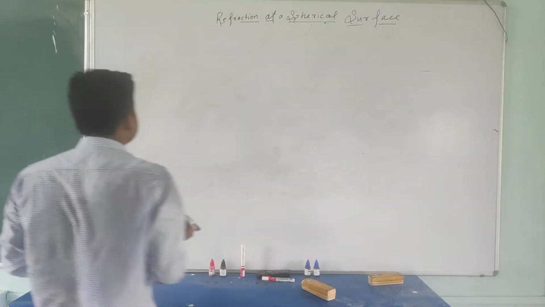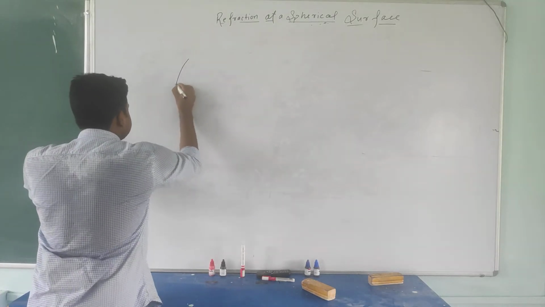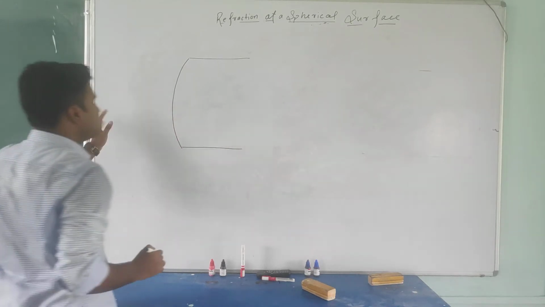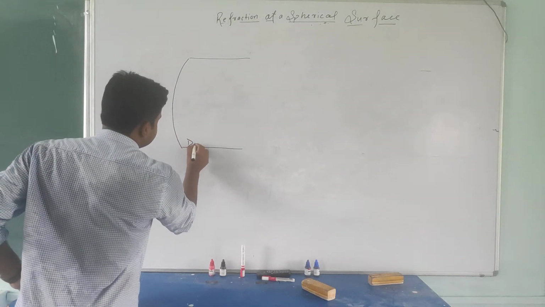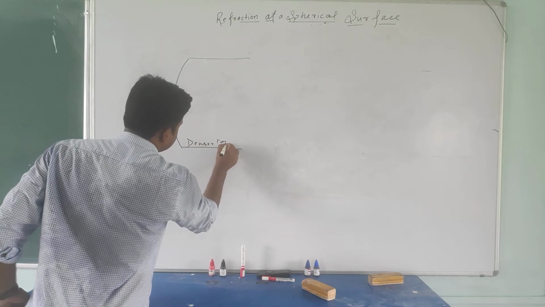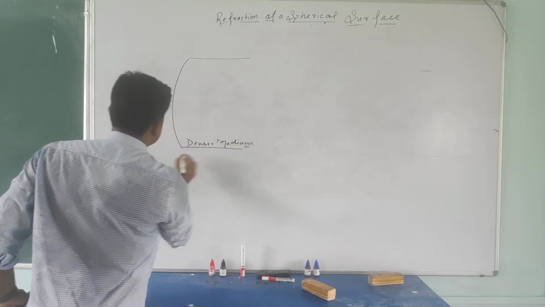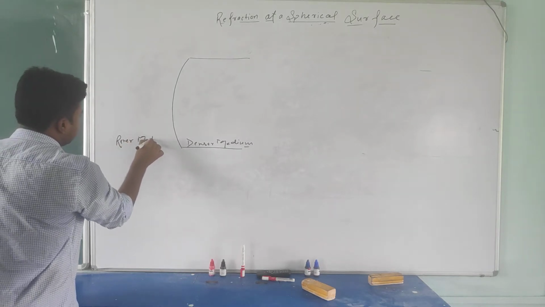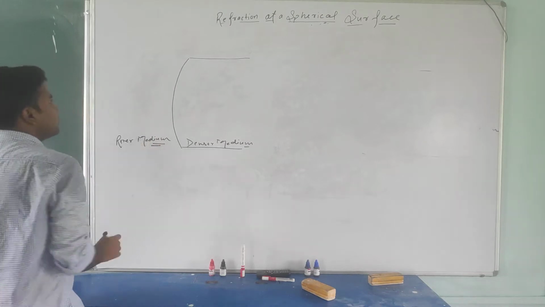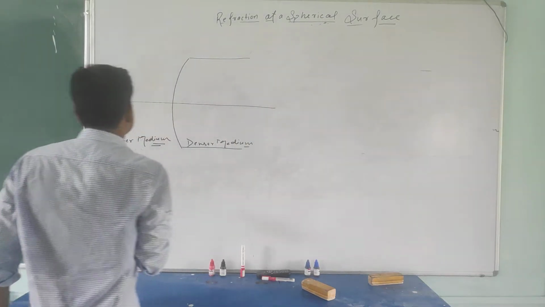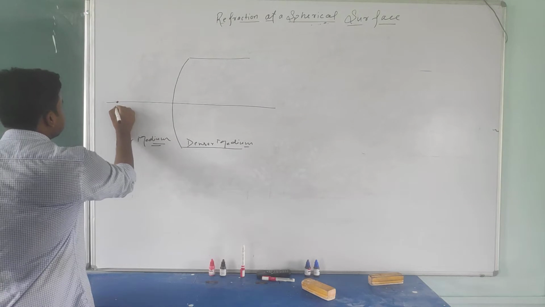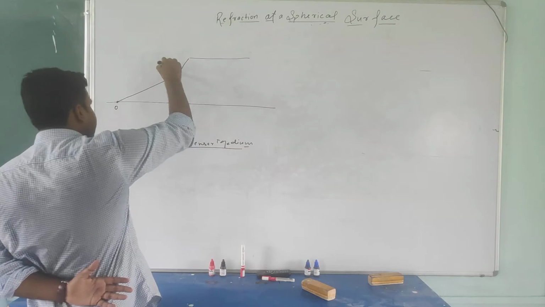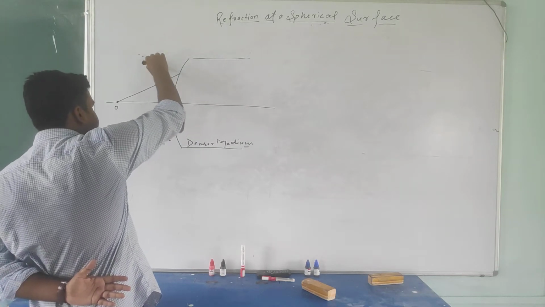Look at this student. First I am considering this one as part of a sphere, where it's a denser medium and this one is the rare medium. Now look at this, if we are placing an object at this point, now what will happen, a ray will fall here with the angle of incidence.